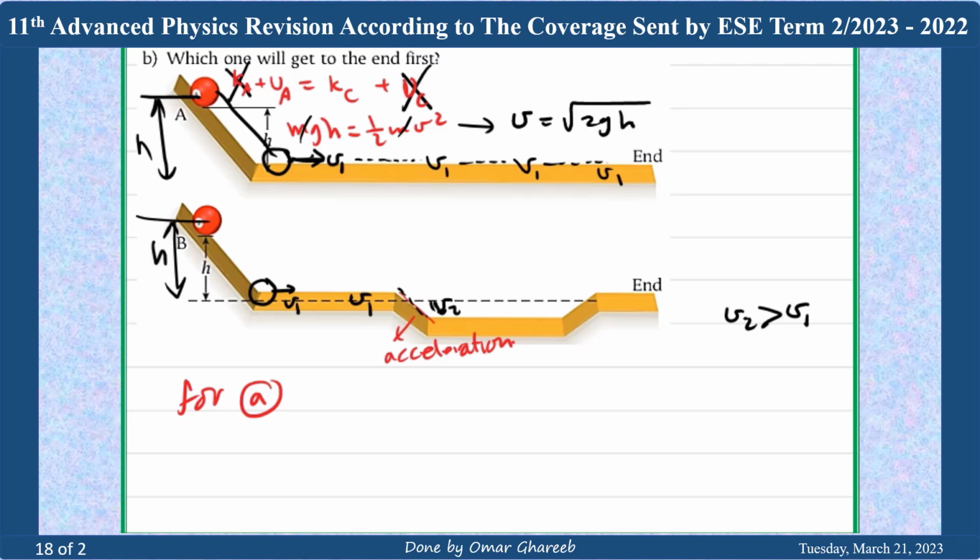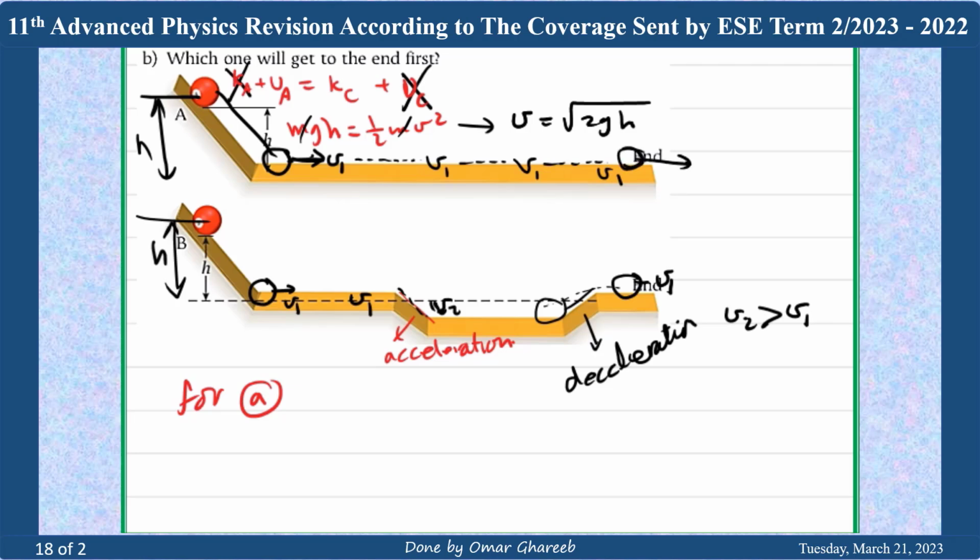Now the object continues to reach here, then it will go up. Here we have deceleration, which is opposite to the acceleration. Then the object will lose the gained velocity and come back to its initial velocity, which is V1. So in both tracks, the object will leave with V1.